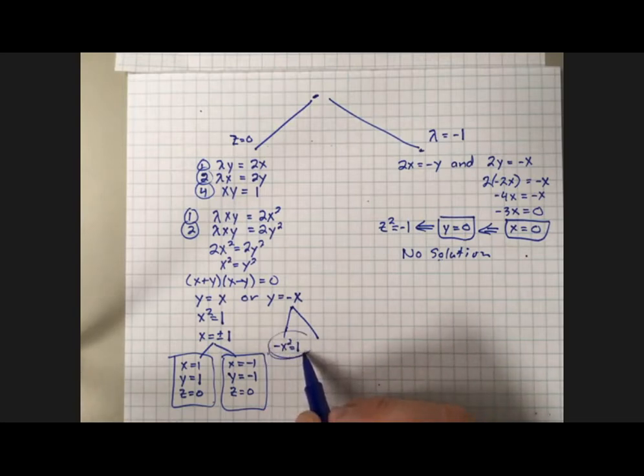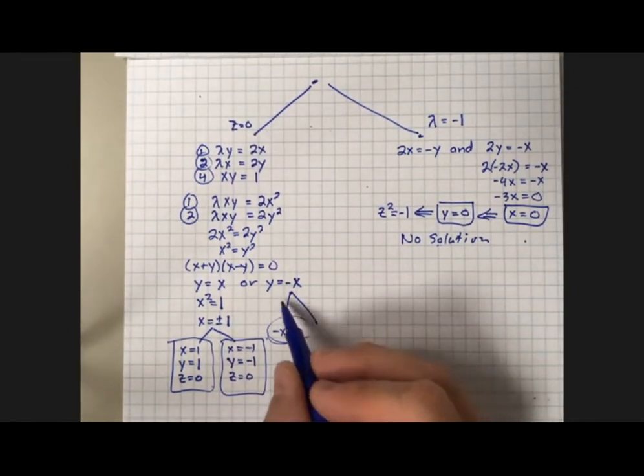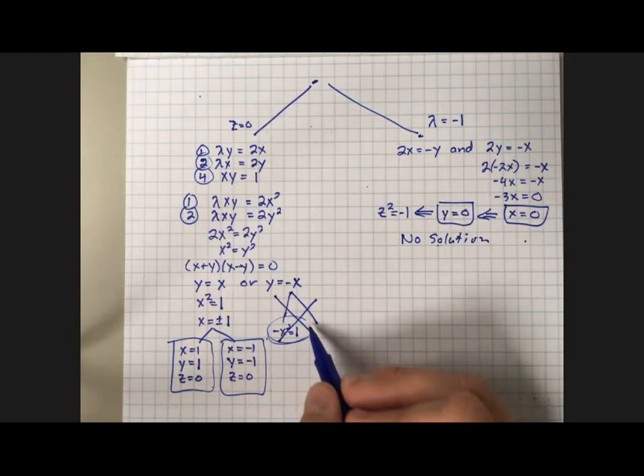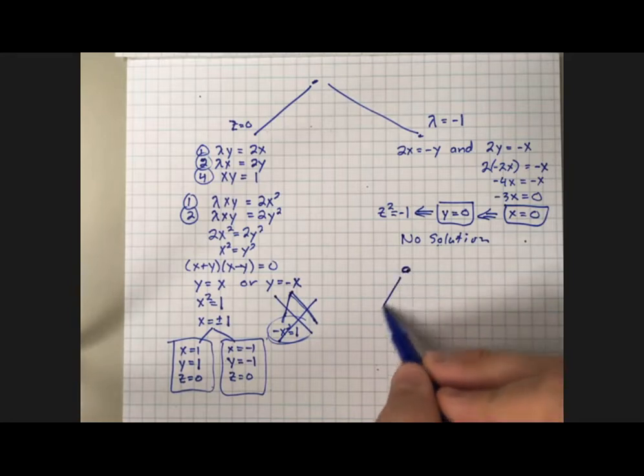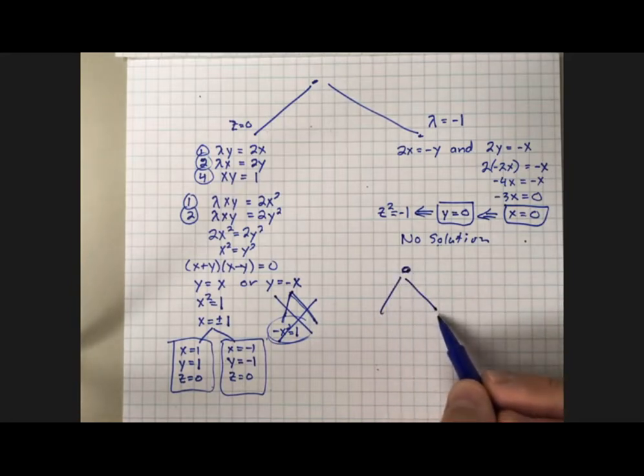I'm not examining this case. This is not a point in space. There is no point in space where x squared is minus 1 in real space. So this is a dead end. I guess I was thinking maybe I'd get two branches. No. So let's look at this problem. It branched into two pieces, dead end.